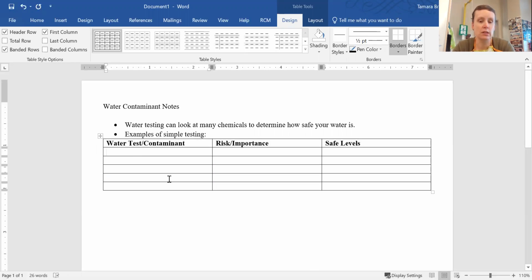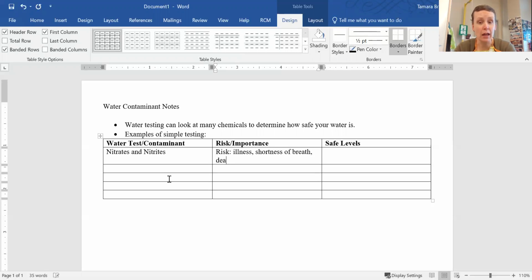Now the first water test we're going to talk about is nitrates and nitrites. Those are 2 different chemicals, nitrates and nitrites, okay? The risk of having nitrates. I'm going to put risk, and illness is a risk, general illness, okay? If you have too much of either of these in your water, but specifically shortness of breath, and death from too much. If you have way too much of these in your water and you're drinking it, you're going to be getting really sick.